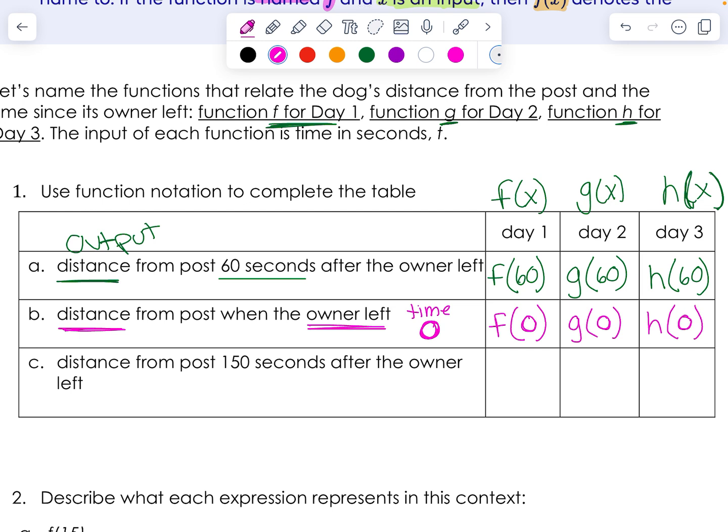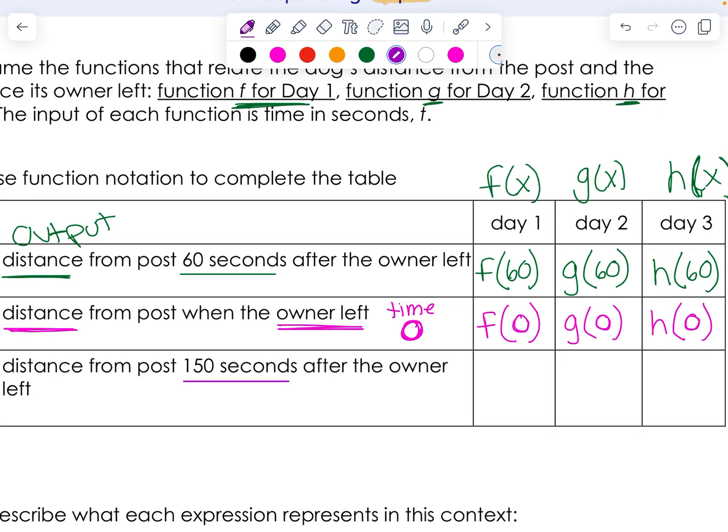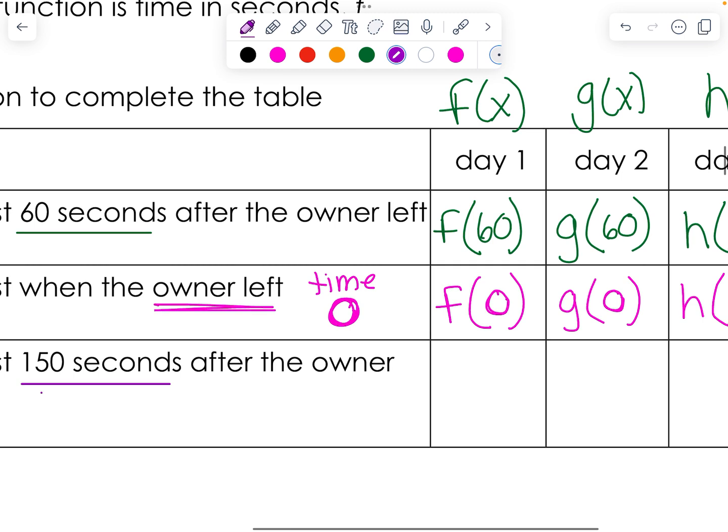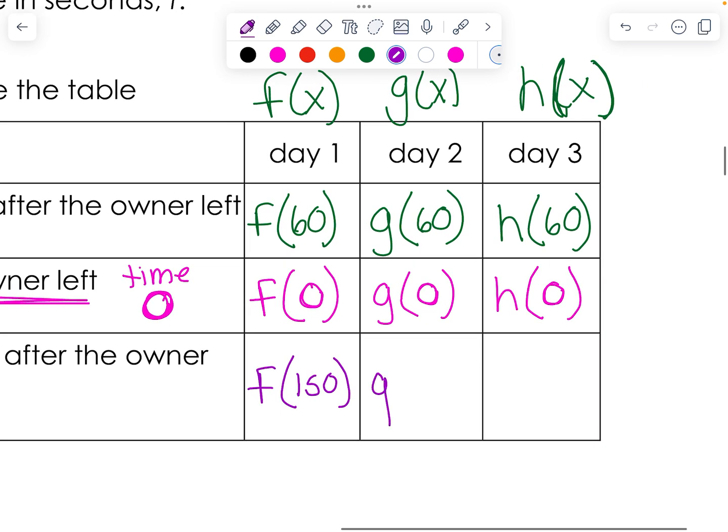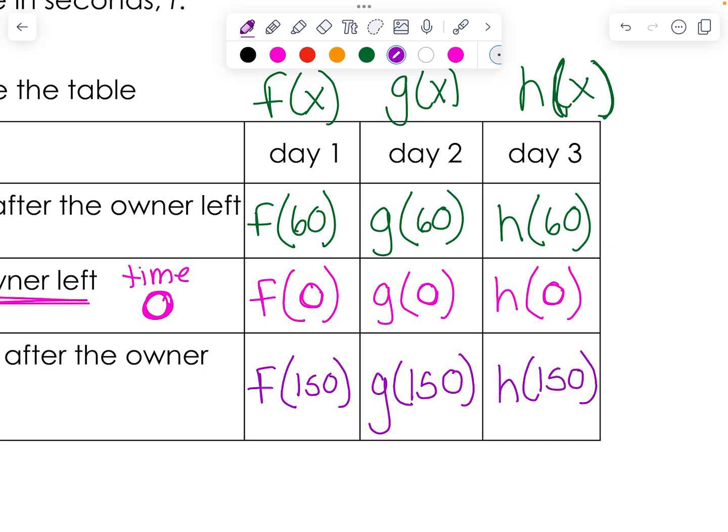Okay, let's try one more. The distance from the post, 150 seconds after the owner left. So 150 seconds is the input. Day 1 is function f. Input is 150. Day 2 is g. The input is 150. Day 3 is h. The input is 150.